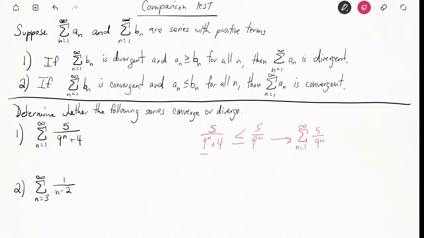These are tricky too. So I will say the 5 isn't going to make much of a difference. So this is equal to 5 times the summation n equals 1 to infinity, and then we'll have a 1 over .